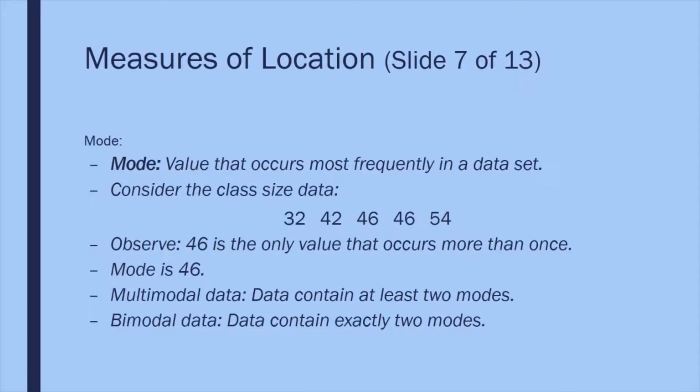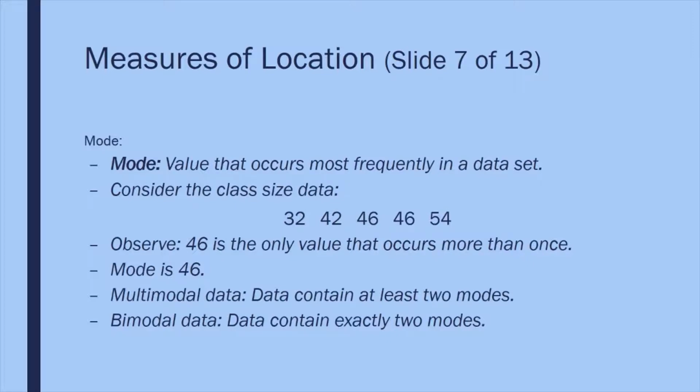Now for the measures of location, this is the third measure of location, the mode. The mode is the value that occurs most frequently in a data set. So that is how you get the mode.